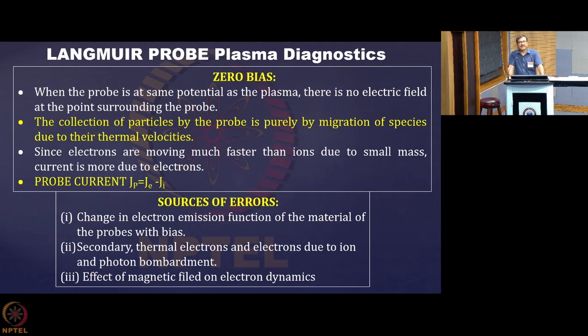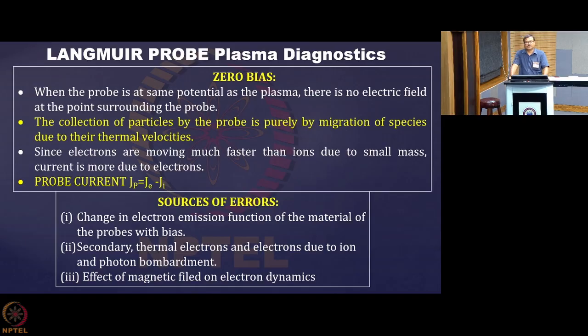So when you have applied the zero bias, the probe is at the same potential as the plasma. There is no electric field at the point surrounding the probe. The collection of particles by the probe is purely by migration of species due to their thermal velocities. Since the electrons are moving much faster than the ions due to their smaller mass, the current is more due to electrons, and the probe current is Je minus Ji.